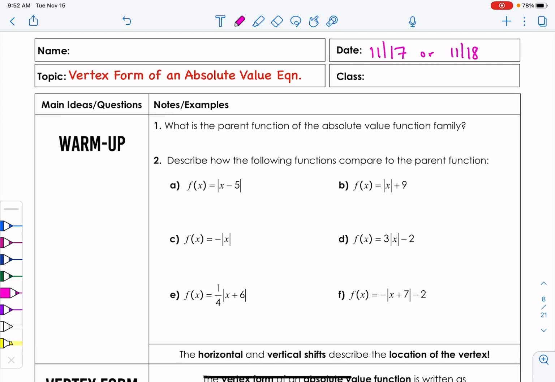So the parent function just means your f of x is equal to, and if we have an absolute value, we're just going to have an absolute value of x, meaning nothing was changed from the original form. That's what it means to be a parent function, the original function.